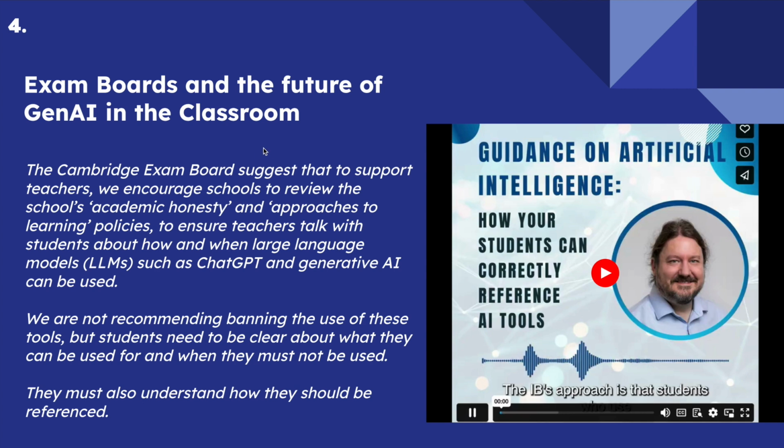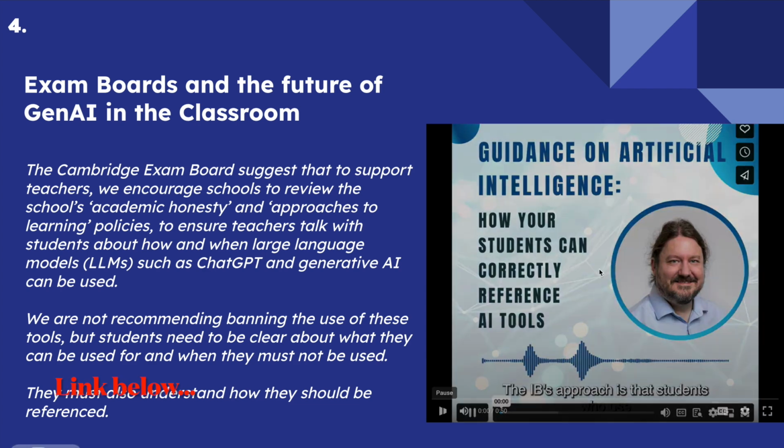Well, the Cambridge exam board suggests that to support teachers, we encourage schools to review the school's academic honesty and approaches to learning policies to ensure teachers talk with students about how and when large language models, such as ChatGPT and generative AI, can be used. We are not recommending banning the use of these tools, but students need to be clear about what they can be used for and when they must not be used. They must also understand how they should be referencing. Okay, there's a little guide here.